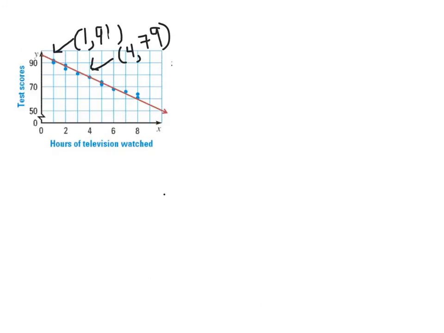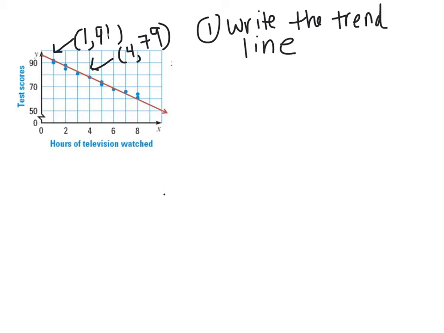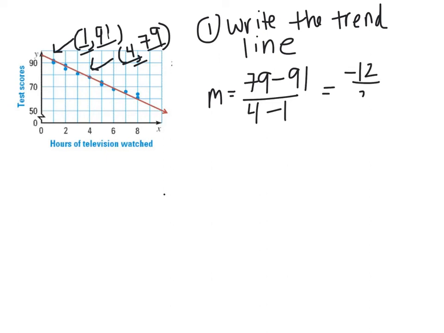Let's try one last one. So let's write the trend line. And let's do that first by finding the slope. So let's find the slope between these 2 points. So the slope is y2 minus y1, so subtract the y coordinates, over x2 minus x1. That gives me negative 12 over 3, which gives me negative 4. So my slope is negative 4.